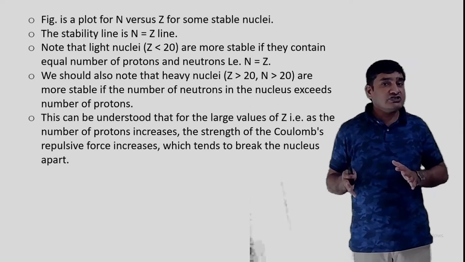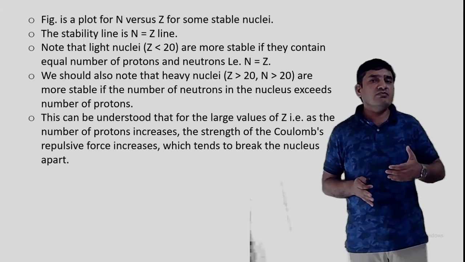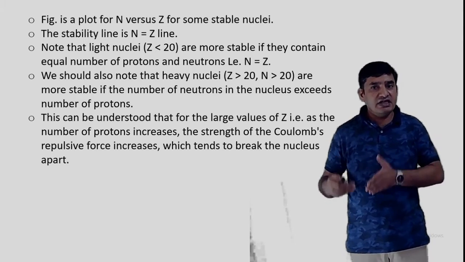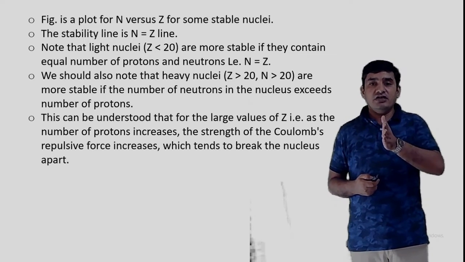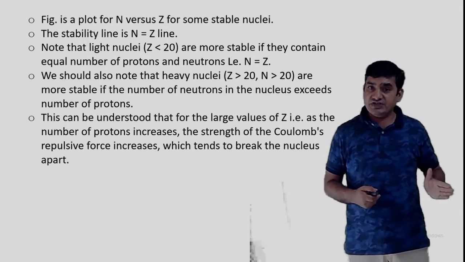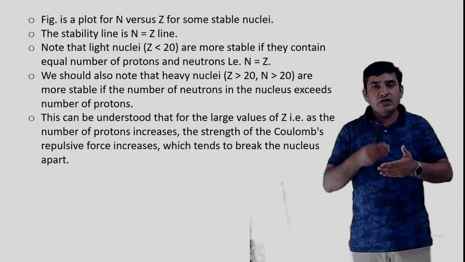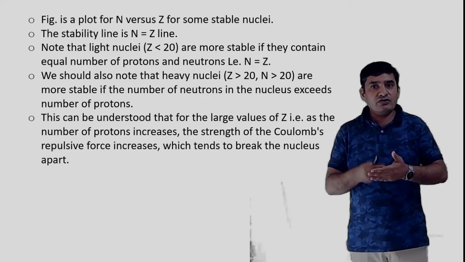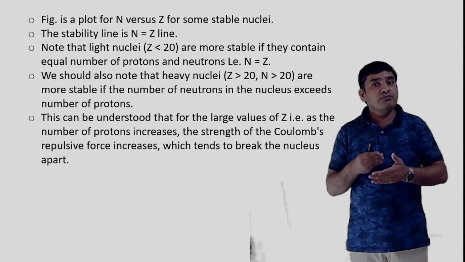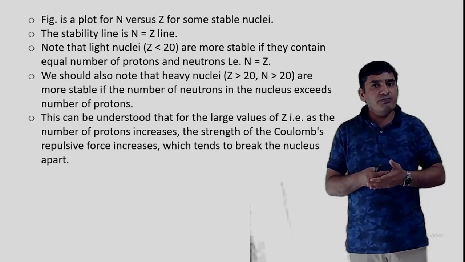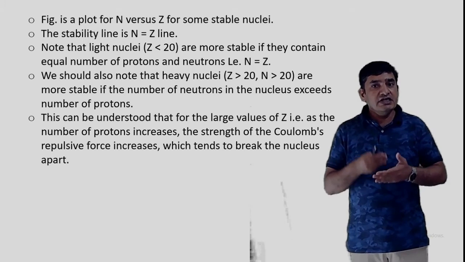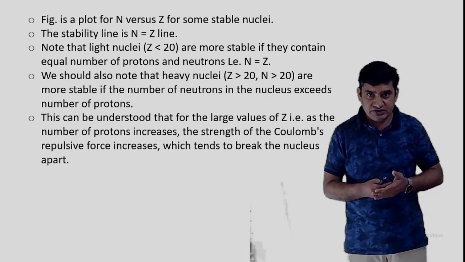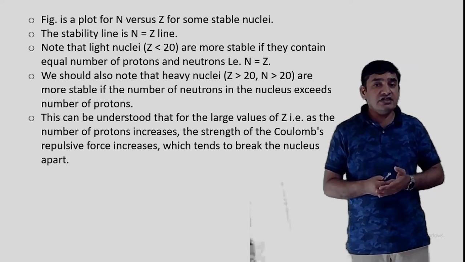This can be understood as the larger the Z, that is, as the number of protons increases, the strength of the Coulomb repulsive force increases, because we know that the Coulomb repulsive force is the electrostatic force between the protons. When the number of protons increases, the Coulomb repulsive force increases. Okay, it is greater than the nuclear force.